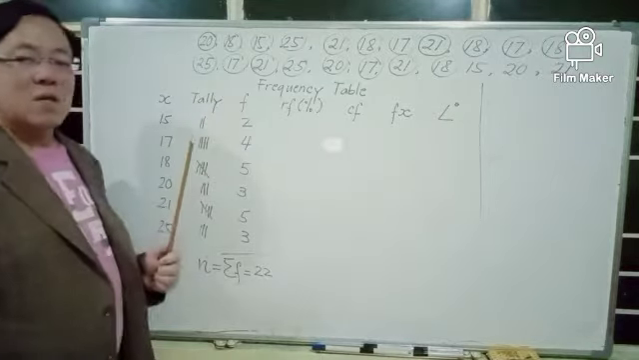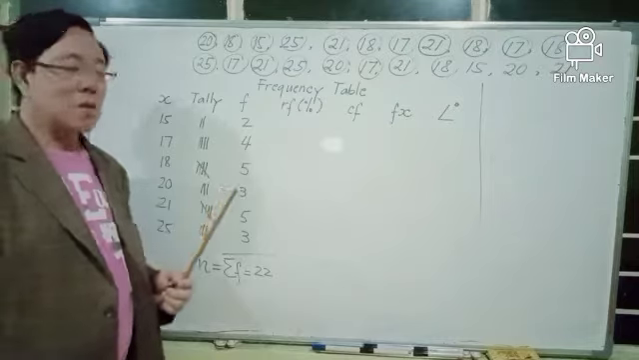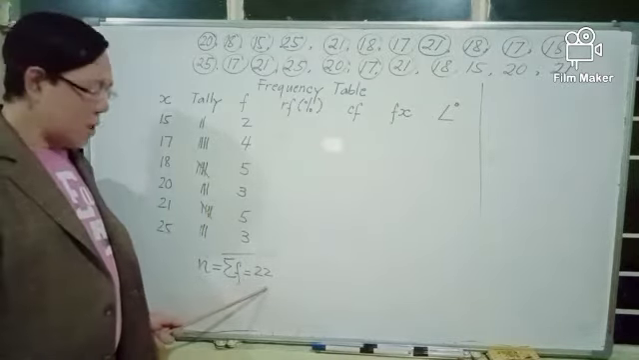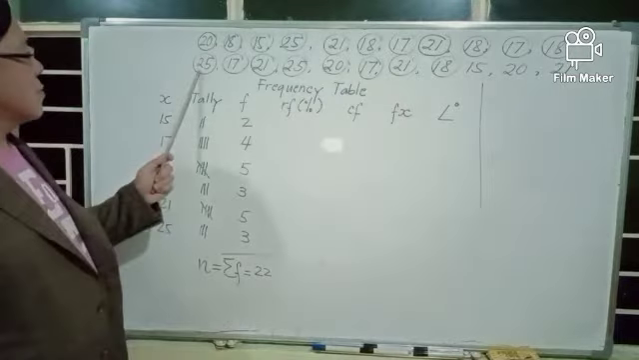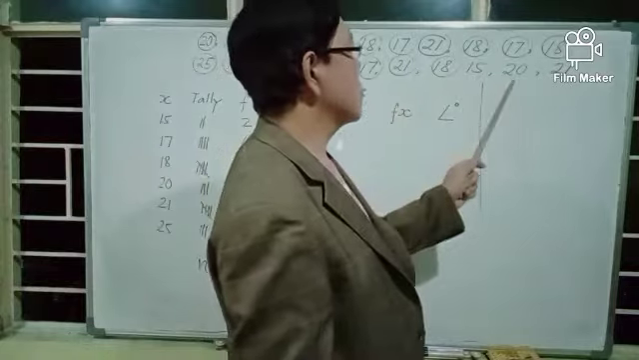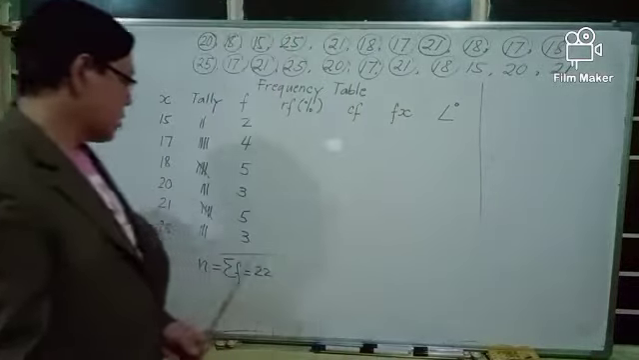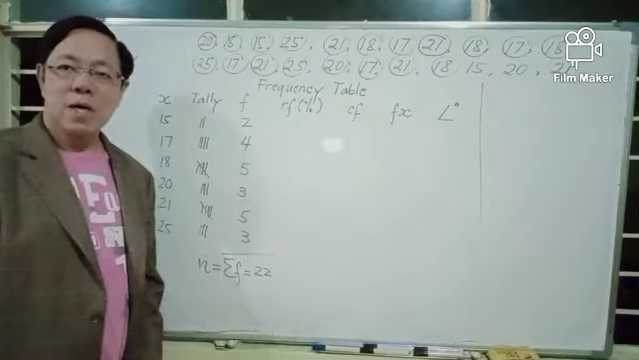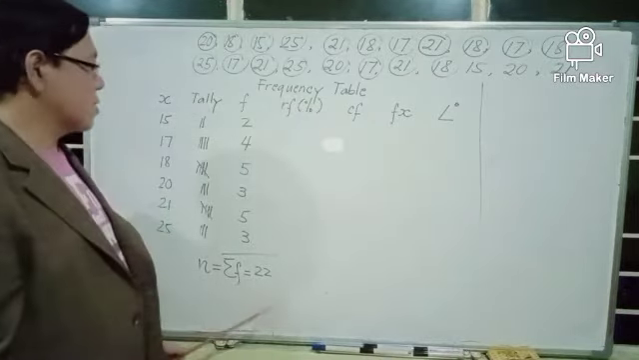Now for this set of data, which is small, we can check if we really have 22 scores. We have 2, 4, 6, 8, 10, 12, 14, 16, 18, 20, 22. So our tally is correct because we obtained the correct total number of scores of 22.